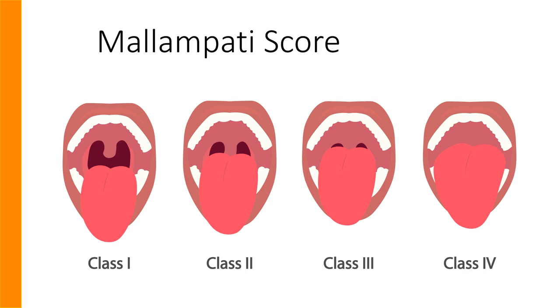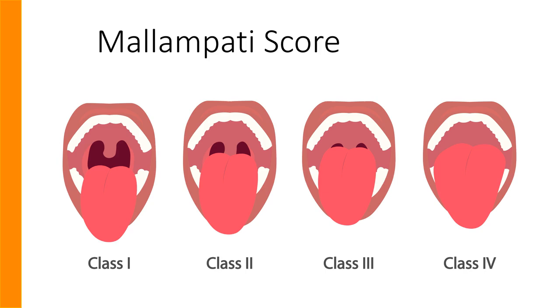Lastly, but probably the most well-known airway assessment, is the Mallampati score, and it combines an assessment of mouth opening and the amount of space between the tongue and the hard palate and soft palate, and it's linked to ease of laryngoscopy. So if you have a look at the picture, it's a score involving 4 different grades.